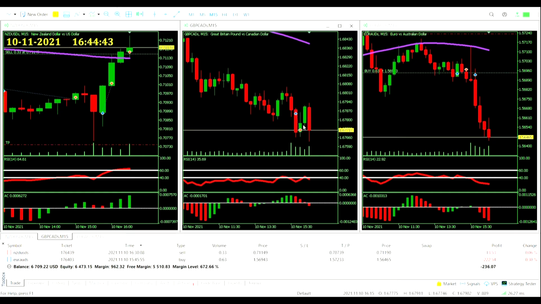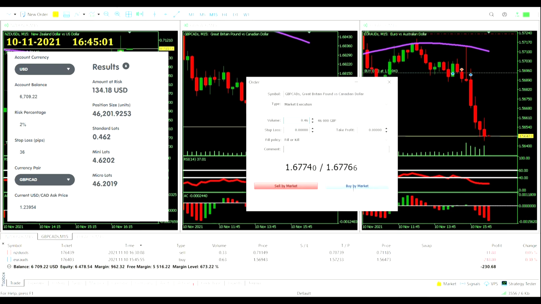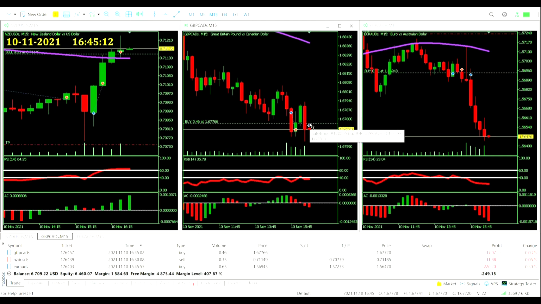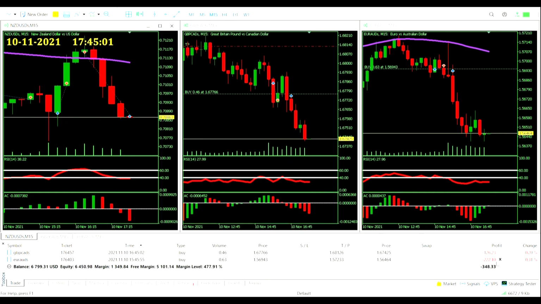get back in here with a pound Canadian dollar buy trade. The RSI 35, and so we're going for 36 pips to the stop loss, and we can get in here 0.46 lots. Last time we were in a buy trade, it didn't go so well for us, but now here we are again with all the potential in the world. And we are about to close down one of our trades, the New Zealand dollar US dollar, and it's good profits.